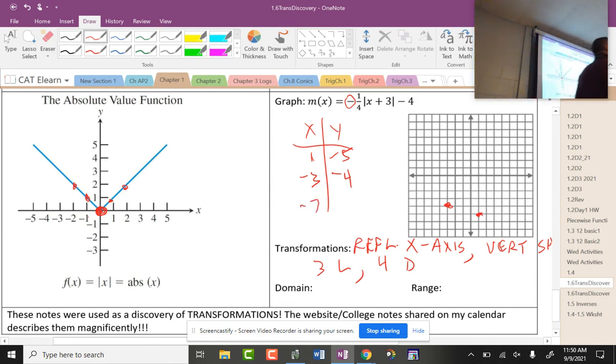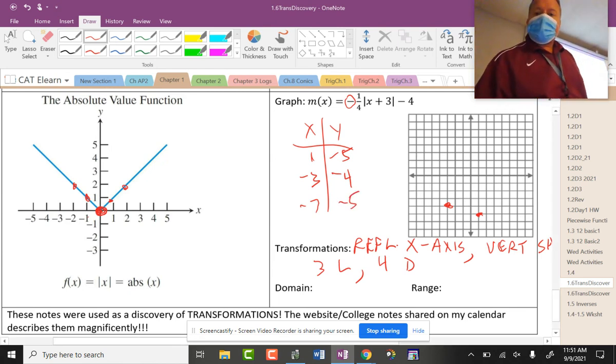Why? What's negative 7 plus 3? Negative 4, but what's the absolute value of negative 4? 4 times the fourth is 1. What's negative 1 minus 4 yet again? So there is that V situation. Here's negative 7, comma, negative 5 as well. That's why we have a V that's compressed like that. And that's how we do it.